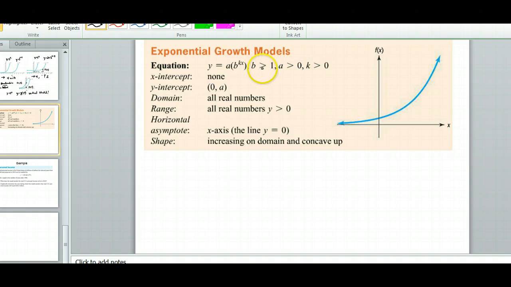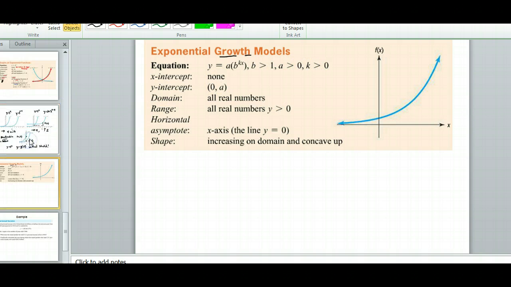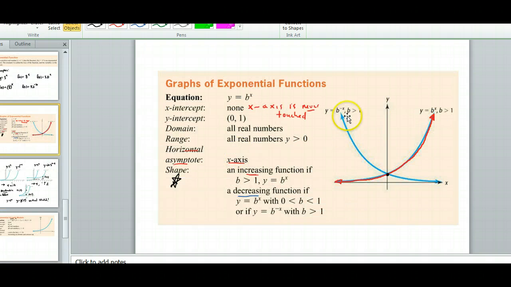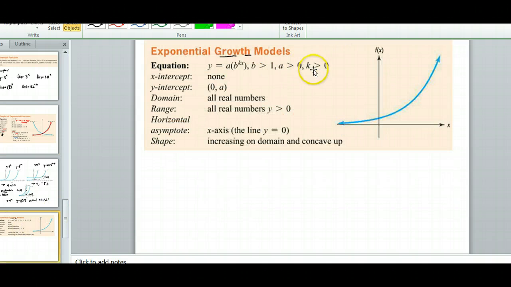B is bigger than 1, so it can be growth. K is also bigger than 0, so it can be growth. Remember, if we go back, k is in the place where that negative sign was. So if k were negative, it would go downhill, wouldn't grow. That's why k has to be positive for this thing to grow.